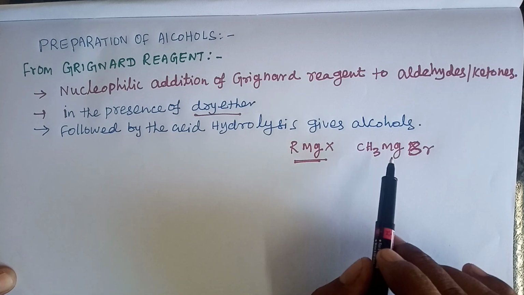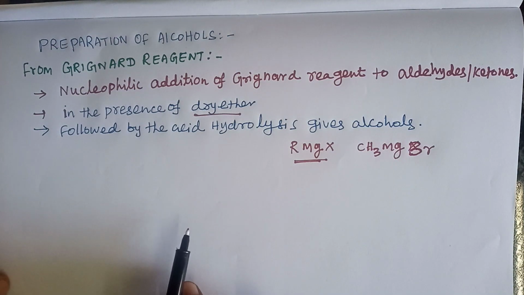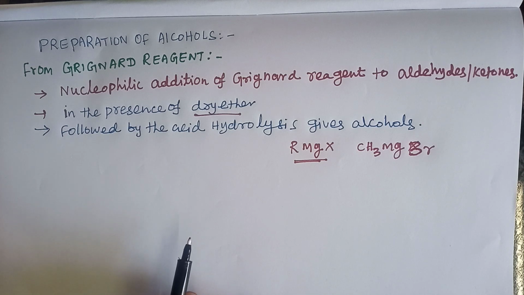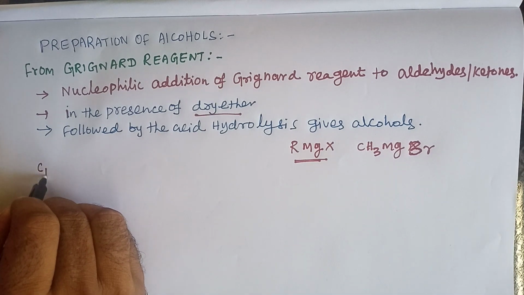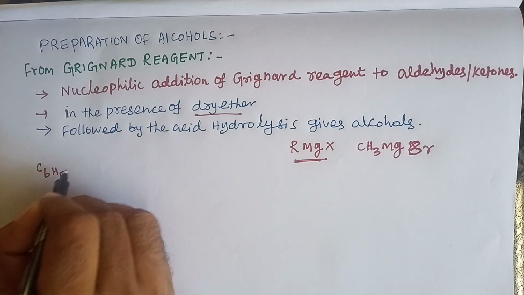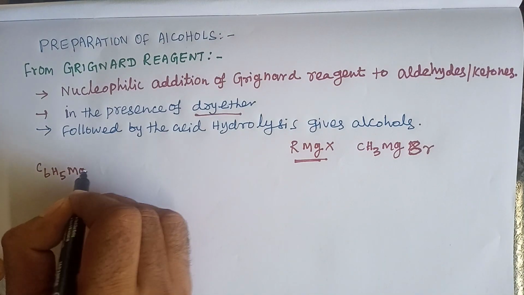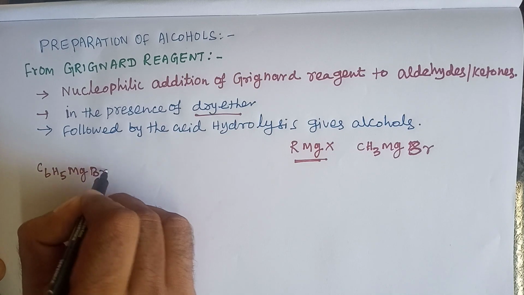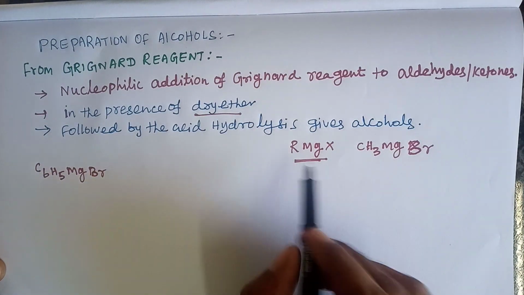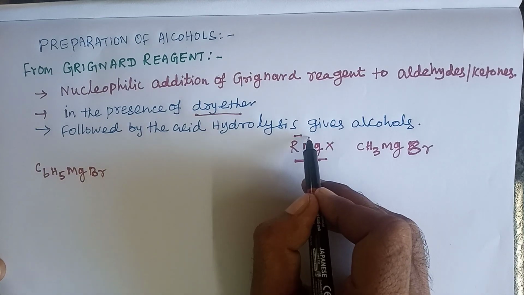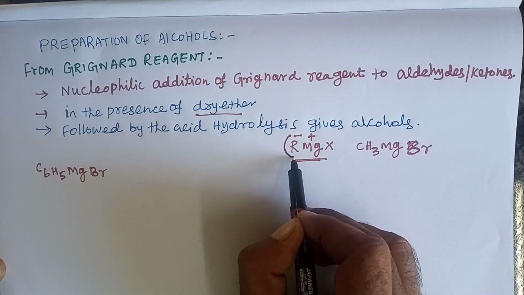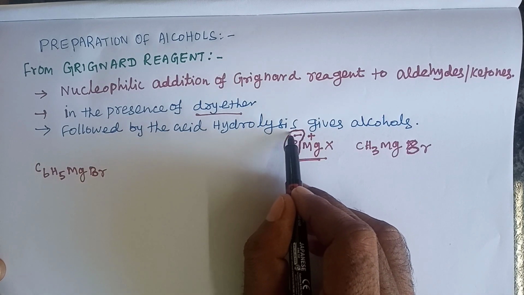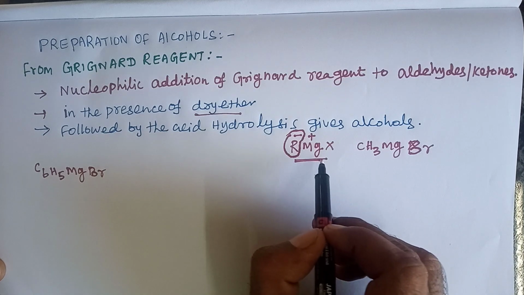Here nucleophilic addition takes place. Let me explain with an example. Here we are taking C6H5MgBr. Here the nucleophile is R minus. This R minus is the nucleophile, and this is the positive charge. This nucleophile is a carbanion generated by Grignard reagents.